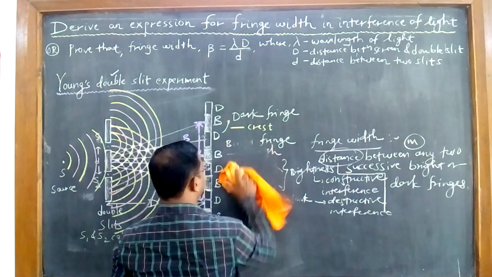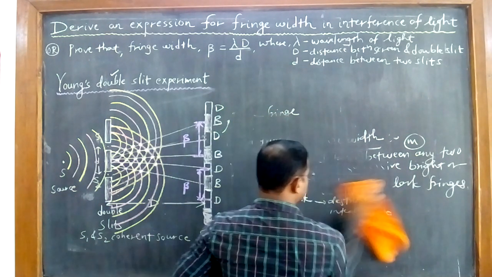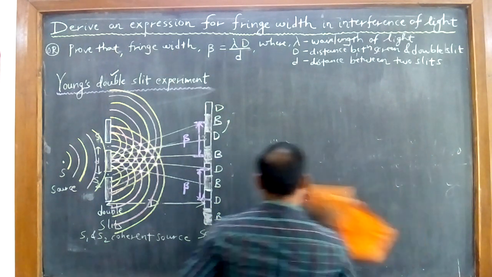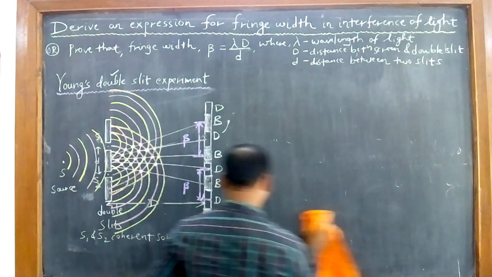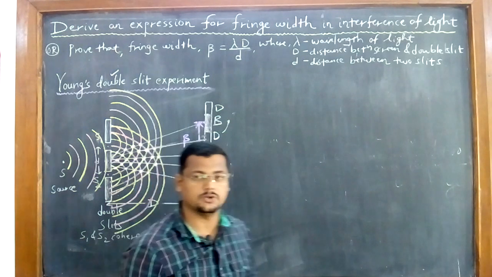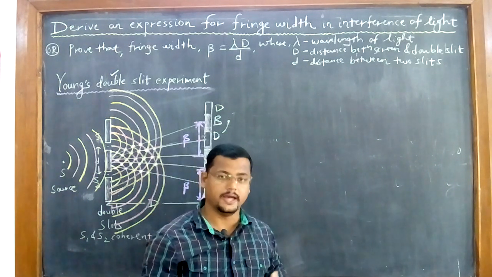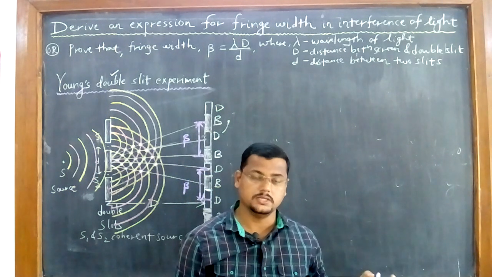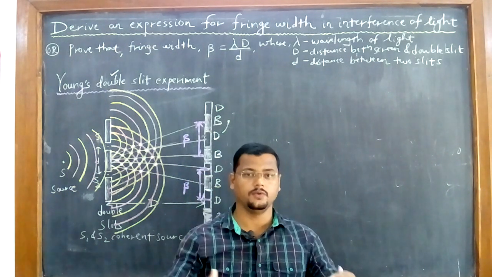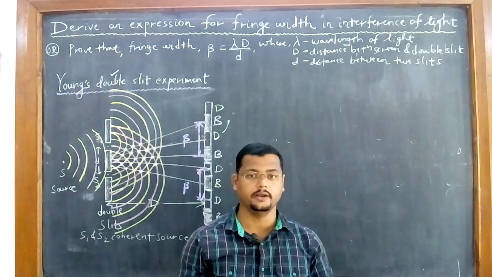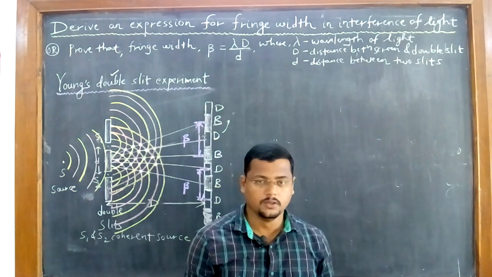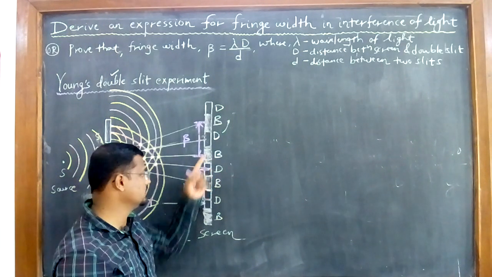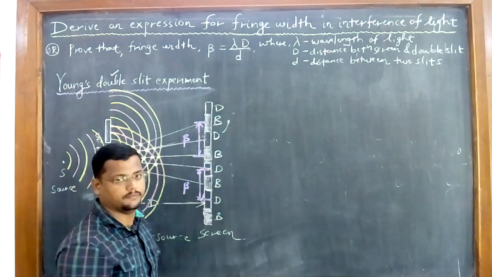So what is the fringe width? If they ask here, you must tell directly that it is the distance between the successive bright fringes or any two successive dark fringes in case of the interference of light. So this is the concept of the fringe width, the distance between any two successive bright fringes or any two successive dark fringes. Where is bright fringe? I told it is for constructive interference. Where is dark fringe? I told it is for destructive interference.